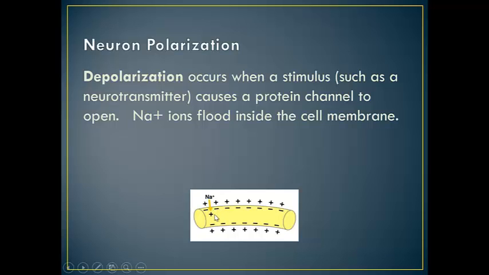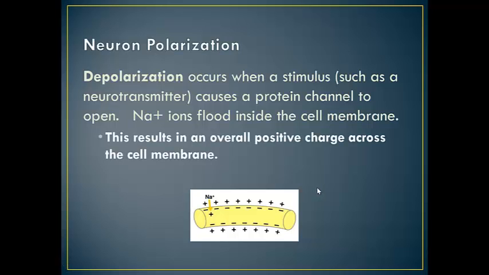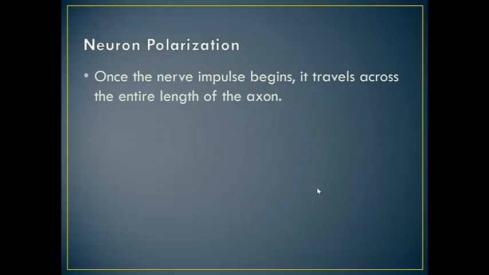So when it rushes in, it's going to cause an overall positive charge. So that means if we started out at negative 70 millivolts on the inside, and now all of a sudden I'm adding massive amounts of positive charge to that negative 70, well then I'm going to start getting more positive. So as you depolarize, you get more positive on the inside of the cell membrane. Like I said, it overall results in an overall positive charge across the inside of the cell membrane. Once the nerve pulse actually begins, it will travel along the entire length of the axon. So it won't just stop midway. It will take it through the full length of the axon. Once you get started, you can't stop.